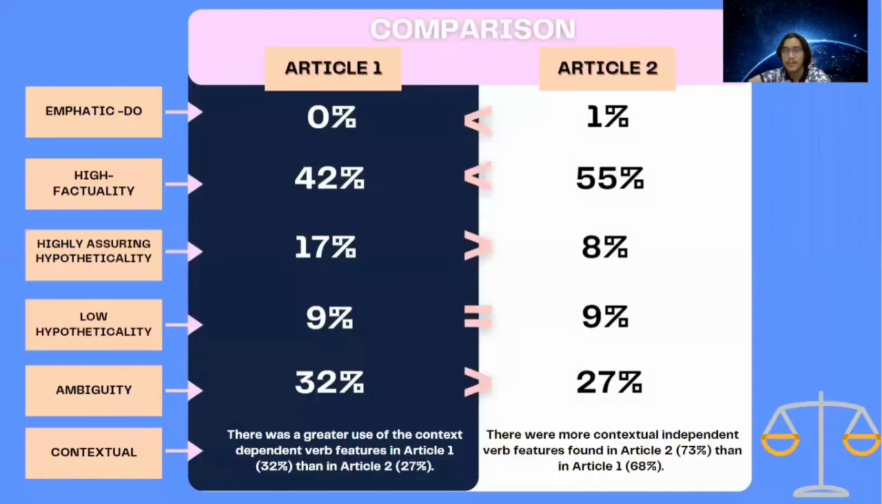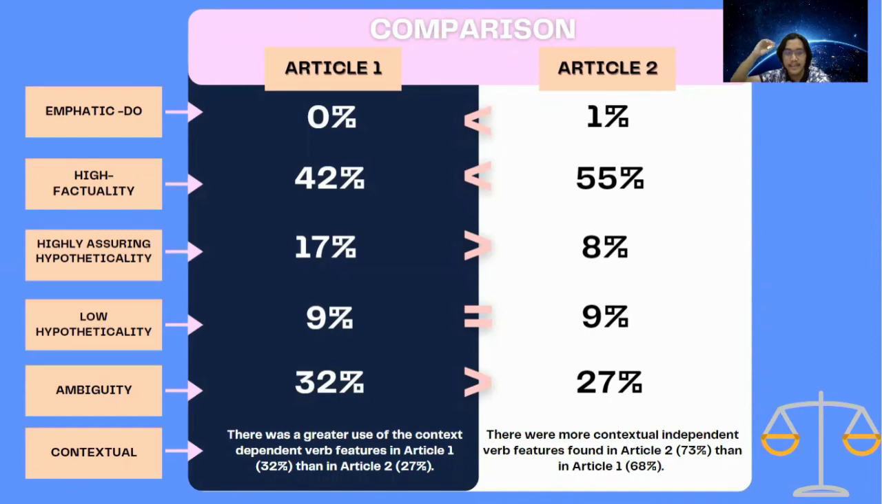So lastly, regarding the overall comparison, firstly, the use of emphatic verb features was relatively low in both articles, but the difference is Article 1 is lower than Article 2. With the high factuality feature, Article 1 is also similarly lower than Article 2. Regarding the highly assuring hypotheticality feature, it is said that Article 1 is higher this time than Article 2, while the low hypotheticality feature between Article 1 and Article 2 is similar with 9%. Lastly, regarding the ambiguity feature, Article 1 is higher than Article 2.